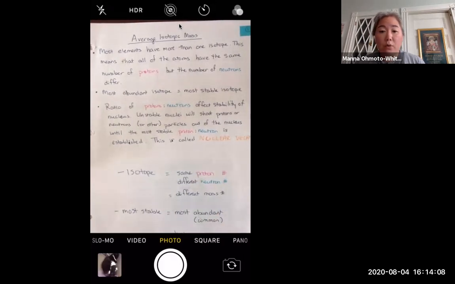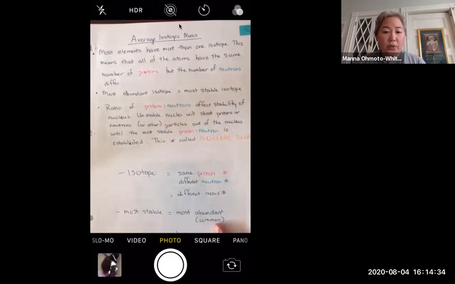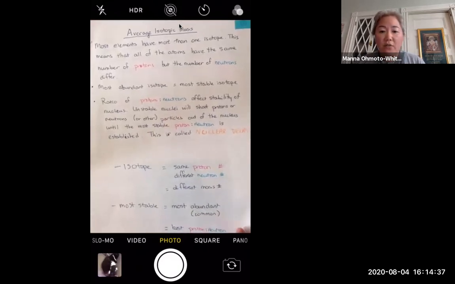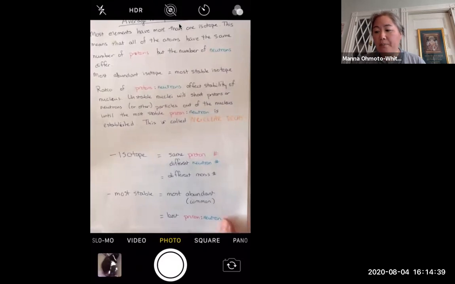Most elements have more than one isotope, and the most abundant isotope is usually the most stable isotope, because it's really the ratio of protons to neutrons that affects the stability within a nucleus. Unstable nuclei will usually shoot out nuclides, those are protons or neutrons or other particles, out of the nucleus until it reaches the most stable proton to neutron ratio that you can have. That's called nuclear decay, which will be covered in a different topic later on.